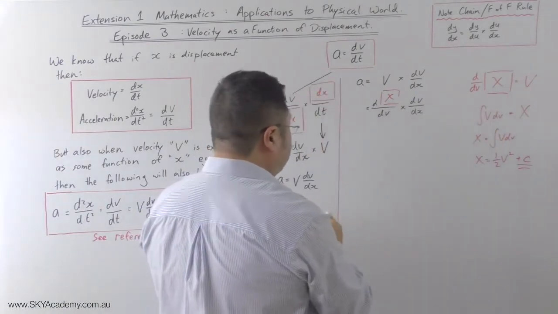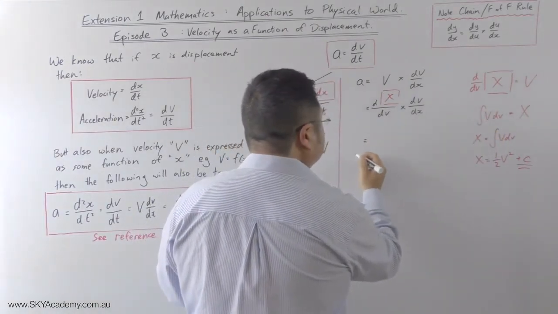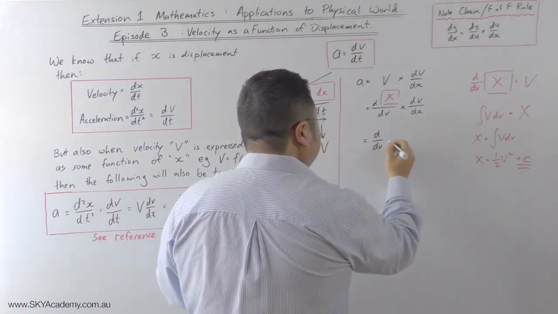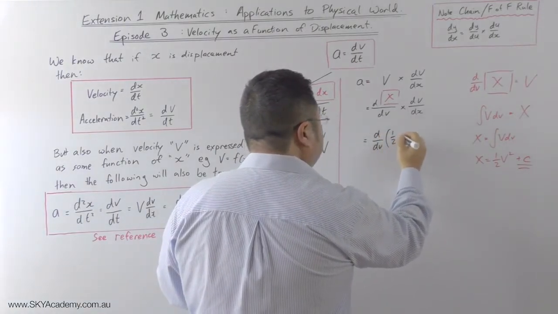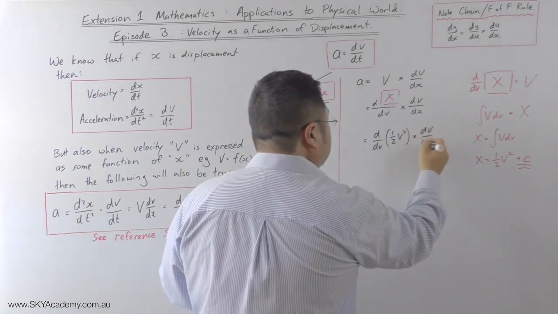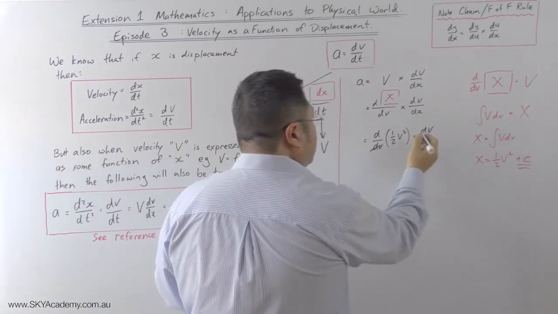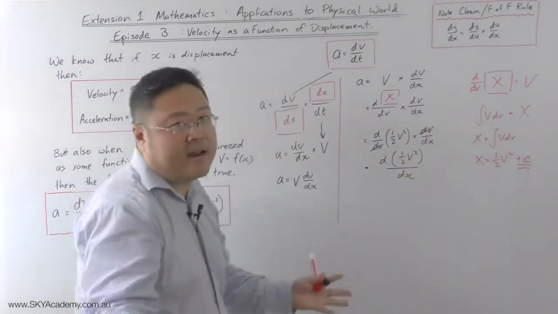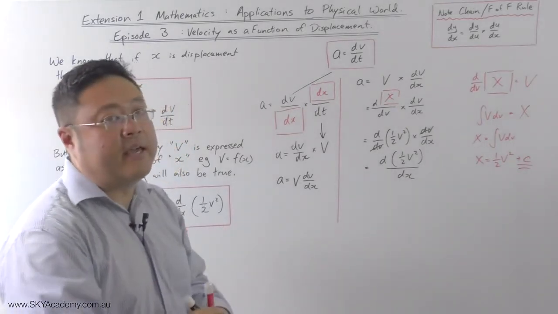So what we end up with is d of half v squared, times dv/dx. That will cancel with that, leaving overall that. So that's how we get to that.